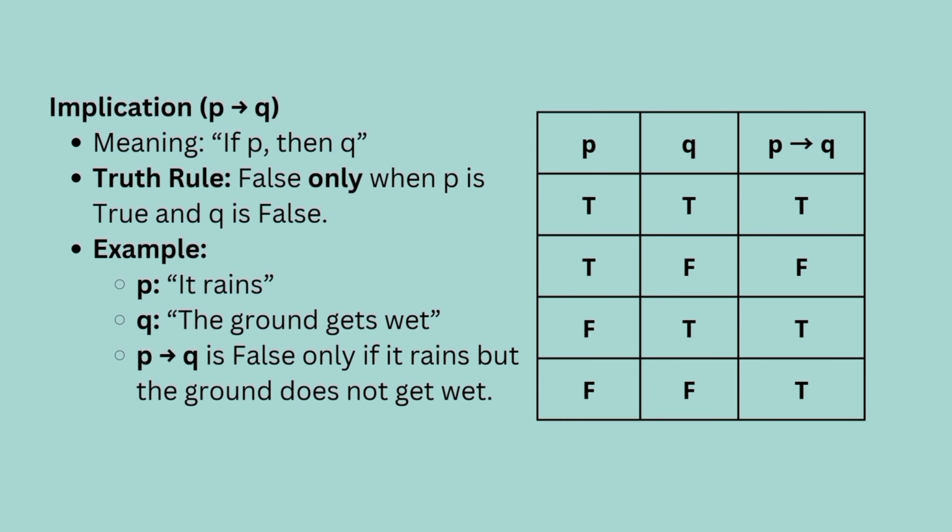Implication, meaning if P then Q. It is false only when P is true and Q is false. For example, P is equal to it rains, Q is equal to the ground gets wet. If P then Q is false only if it rains but the ground does not get wet. You can see that example in our table, which is P is true and Q is false. So the implication is false.